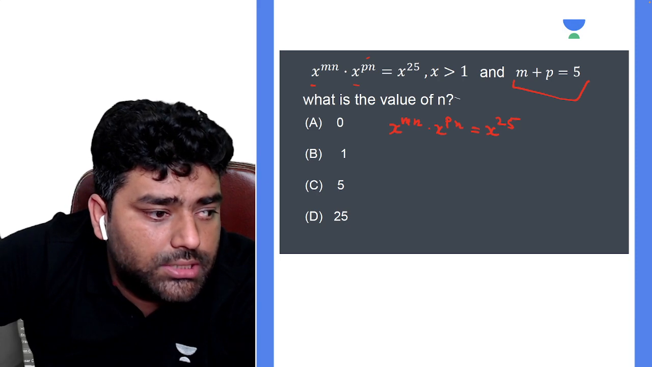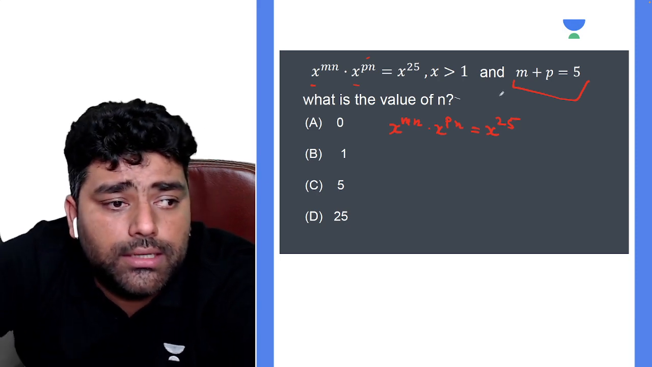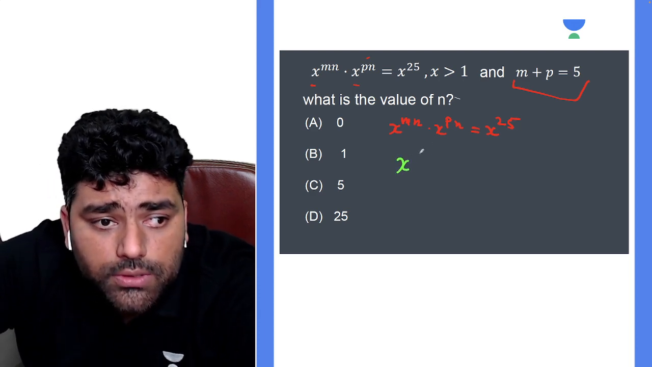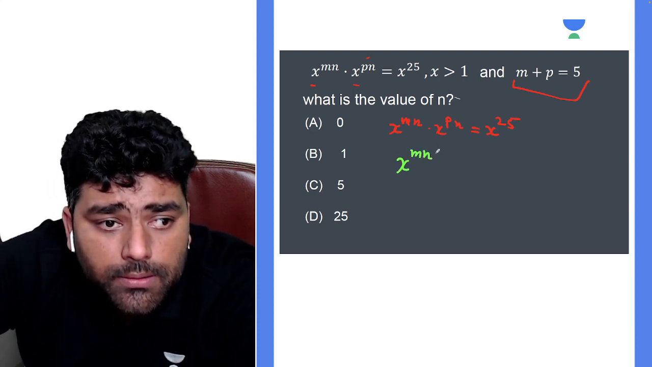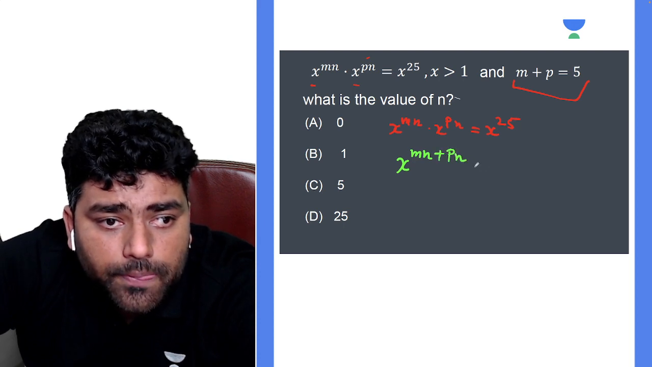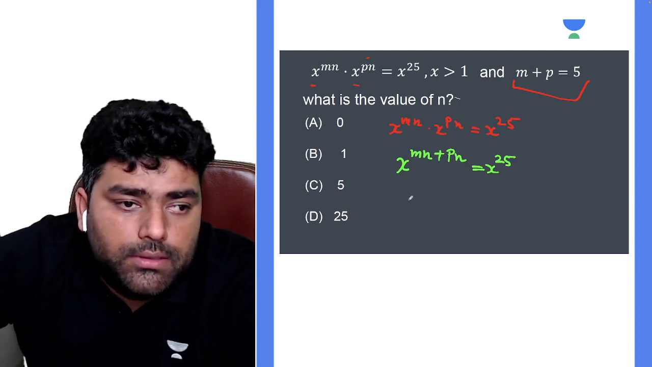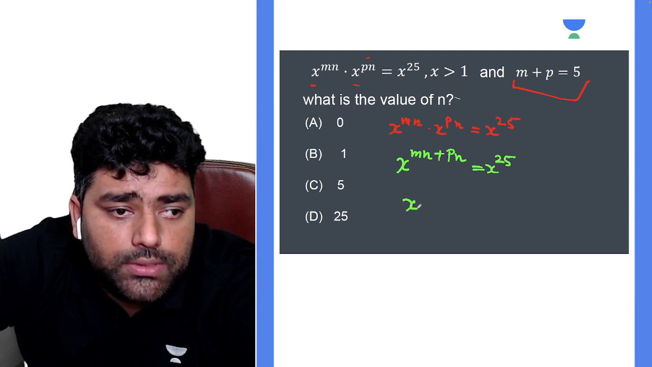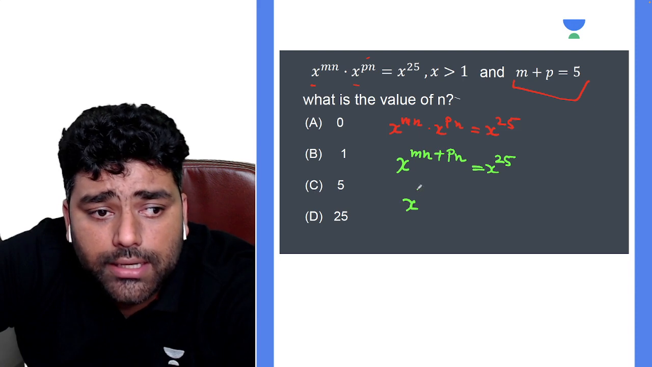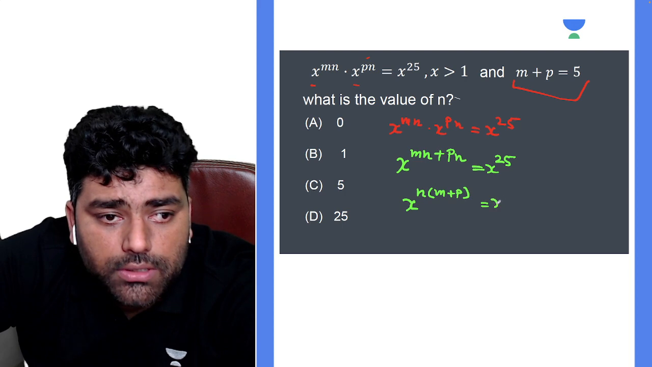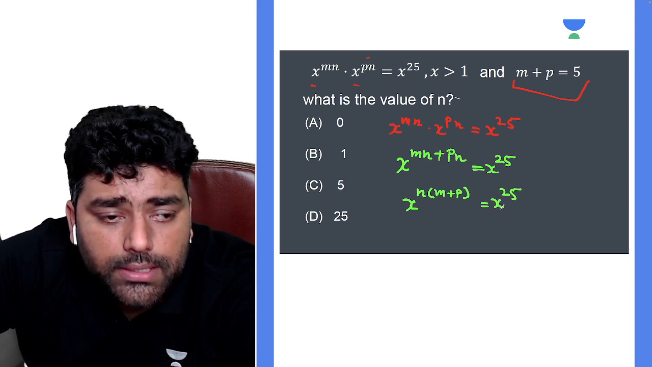Okay, let me change the color of the pen quickly. So you can write it down as x to the power mn plus pn, because this is a multiplication, so the powers will be added. That is x to the power 25, right? Either you can take n common here only, like n times (m plus p), that is equal to x to the power 25, right?